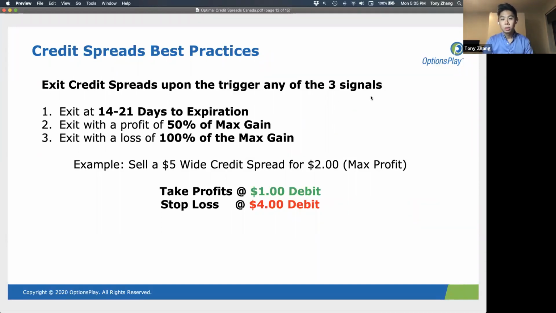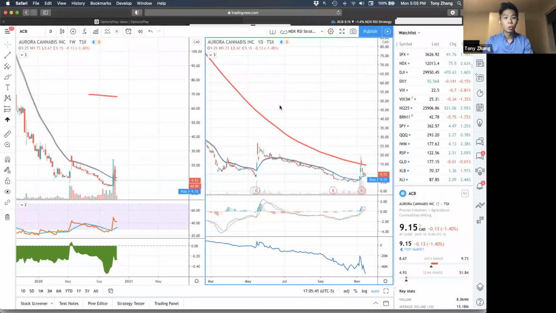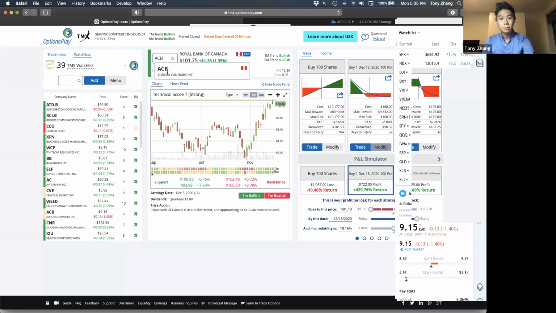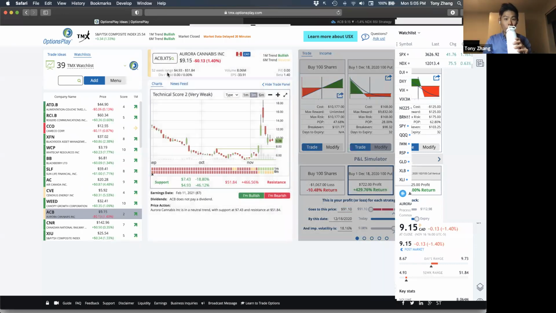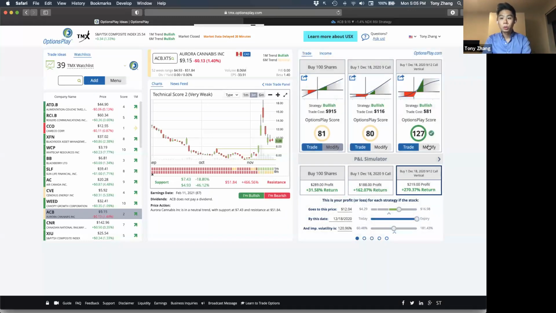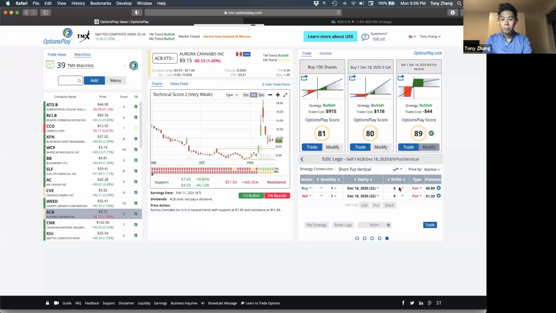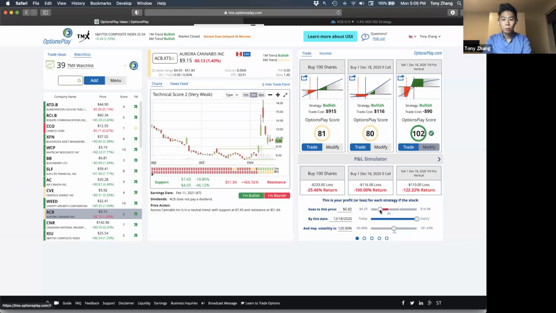What happens if ACB goes to $7 before expiration, then goes back up to $9? So, a great question. The question was, in this particular case, let's say I sold, let's go back to ACB, that credit spread, and the stock went from $9 to $7 before expiration and went back to $9 by expiration? The answer is you would make the profit.